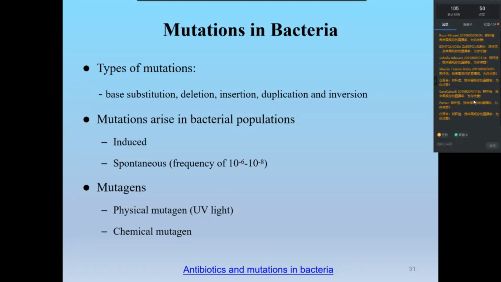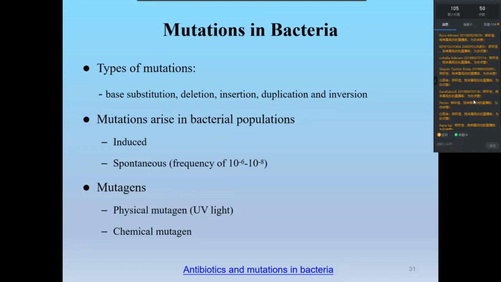Or duplication. Duplication means that there is one copy of the gene on the chromosome, and for some reason it duplicates another copy and inserts that copy into another place. This we call duplication. Or inversion. Inversion means the gene sequence changed. You have a DNA fragment in the chromosome, and then somehow the DNA fragment inverted, from the end to the head. So the end switched to the head. This we call the inversion.